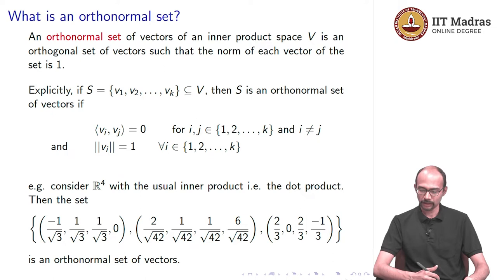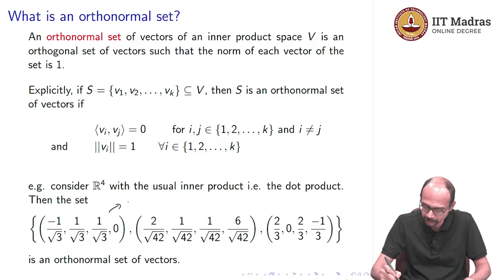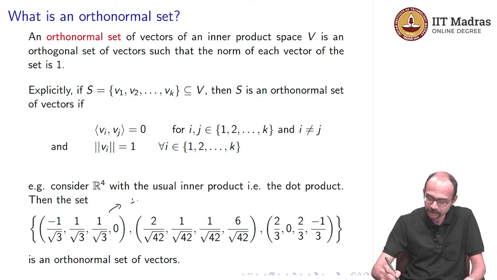We have seen a similar example before, and the idea is that here we have made all of them have norm 1. The norm of the first vector, with the usual inner product, is given by taking each component, squaring it and adding it up. That gives us 1/3 + 1/3 + 1/3, which is 1. Similarly, for the second vector, the norm is 4/42 + 1/42 + 1/42 + 36/42, which is indeed 1.